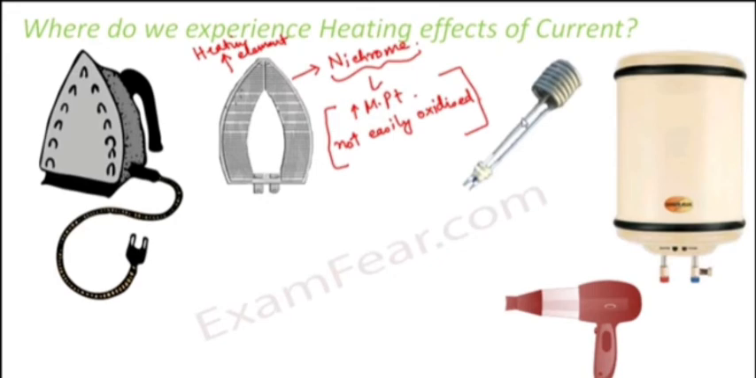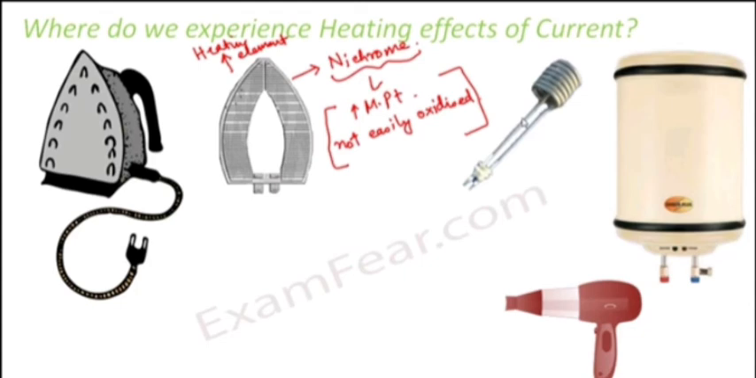Now, not only a glowing bulb or iron, there are some other examples of heating effects of current, like a geyser, which we use in winter season to heat the water. So a geyser also contains some sort of heating elements. Whenever we switch on the plug, these heating elements get heated up, and thus the water also becomes warm. So geyser is also one example of heating effect of current. Then immersion heater, that is also one example. Hair dryer, so these are all examples of heating effects of current.